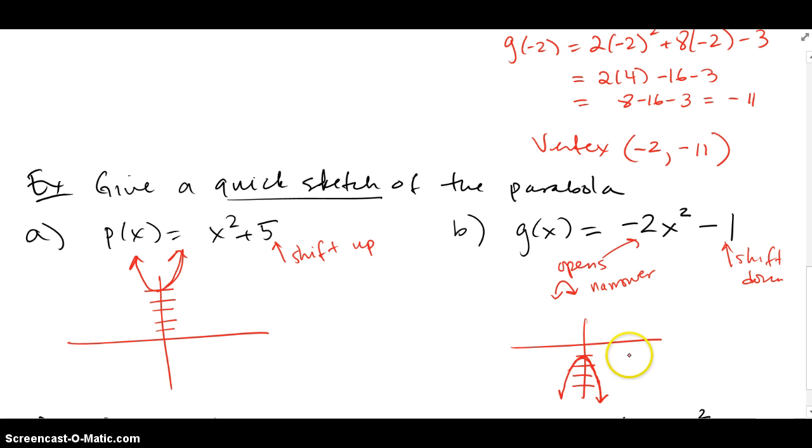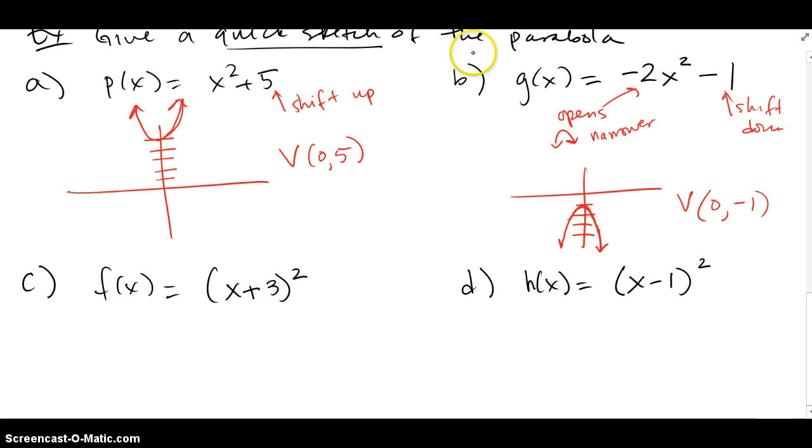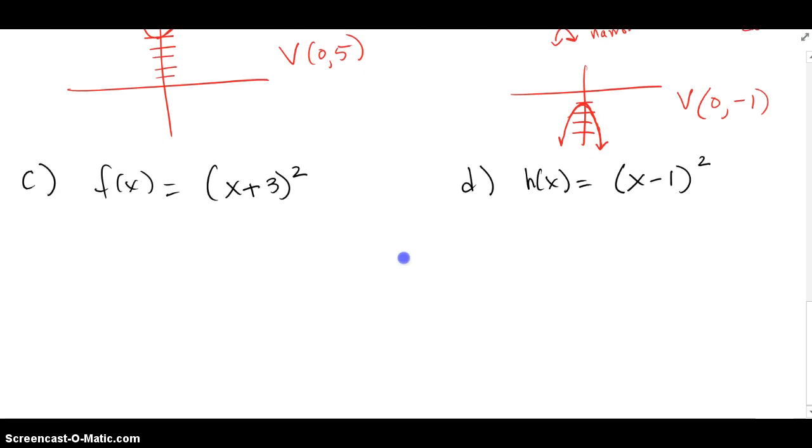And I can pull off the vertex, no problem. The vertex here is 0, 5. Not that it asks for it, but I can get it. The vertex here is 0, -1, it looks like. Same directions, give a quick sketch for the parabola for part C and D.